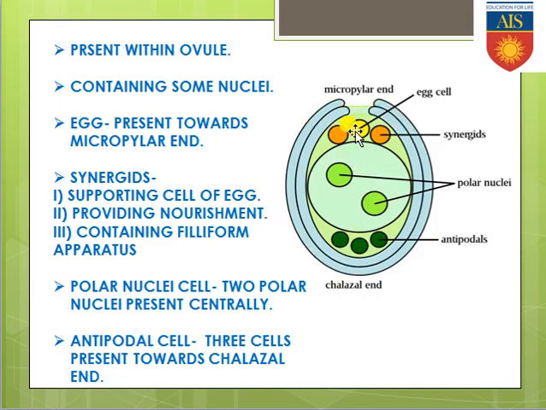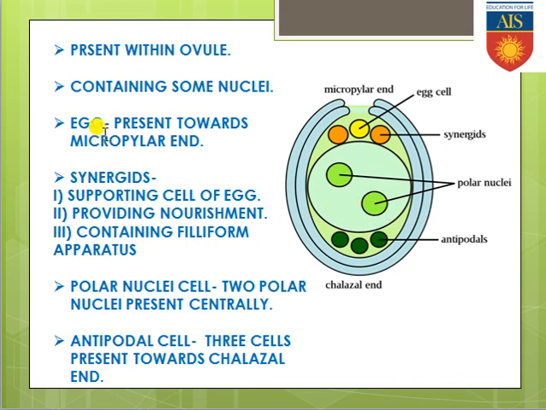How? 1, 2, 3, 4, 5, 6, 7, 8. These are the 8 nuclei. And the number of cells: these 3 cells total 6, and this one is total 1. That means the middle 2 nuclei are present within one cell. So total 7 cells. That means the embryo sac structure is composed of 7 cells and 8 nuclei.